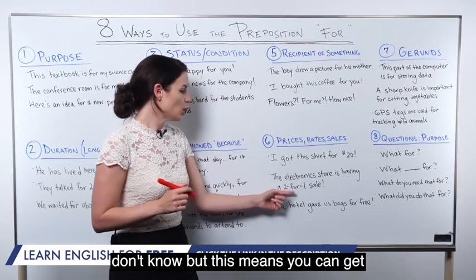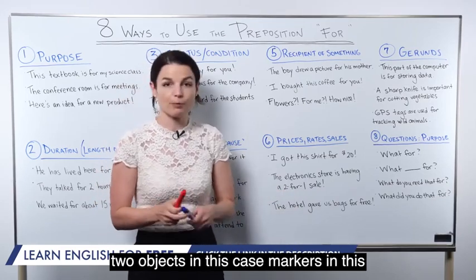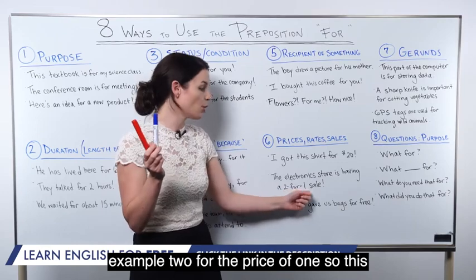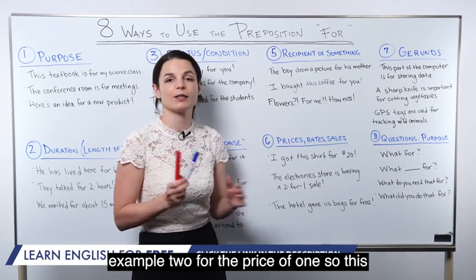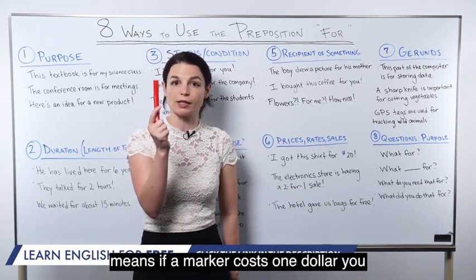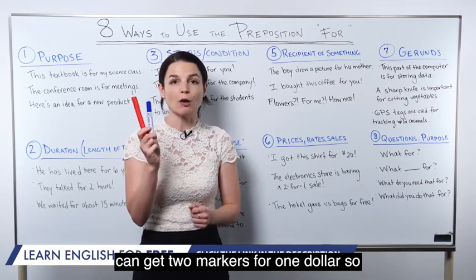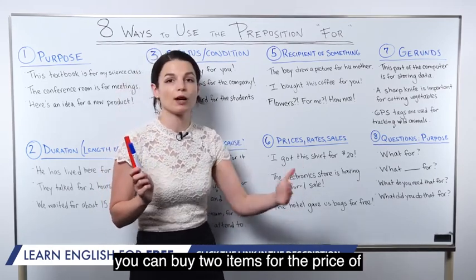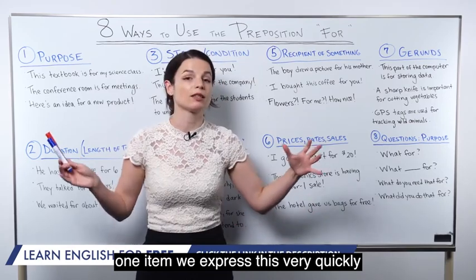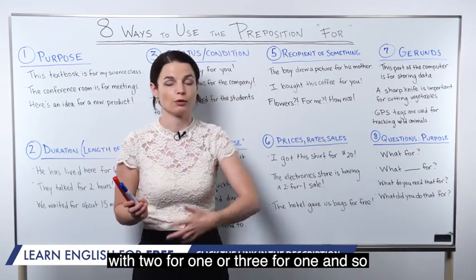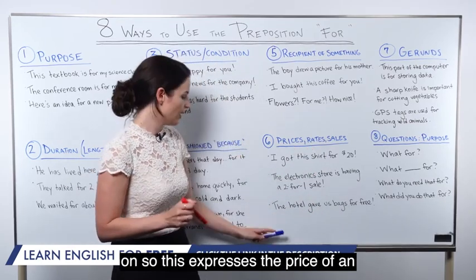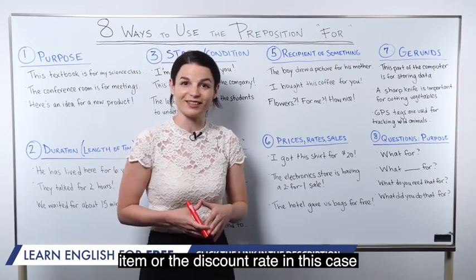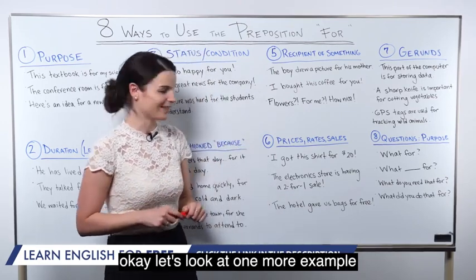But this means you can get 2 objects, in this case markers, in this example, 2 for the price of 1. So this means if a marker costs $1, you can get 2 markers for $1. So you can buy 2 items for the price of 1 item. We express this very quickly with 2-for-1 or 3-for-1 and so on. So this expresses the price of an item or the discount rate in this case. Okay, let's look at one more example.